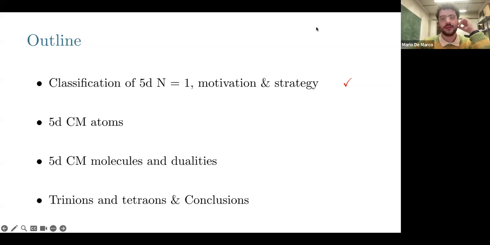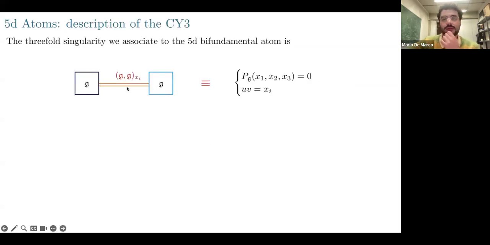Okay. So now I can get more technical and talk about the indecomposable building blocks, these conformal matter atoms. Again, we want to consider these double line bifundamentals. Double lines means that these are actually non-Lagrangian theories that are strongly interacting. And I define them as the following system of equations. So I have 3 variables x1, x2, and x3, and 2 variables below, u and v, okay? And I is one among 1, 2, and 3.